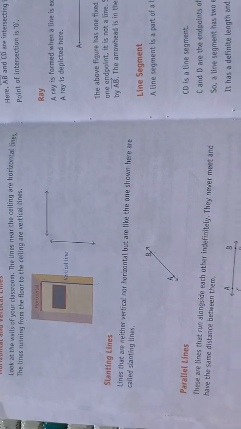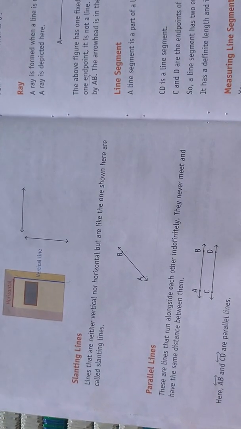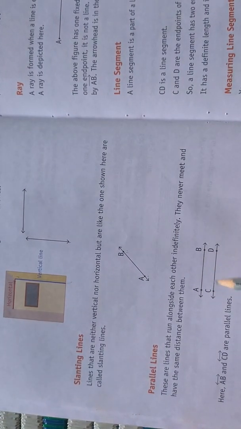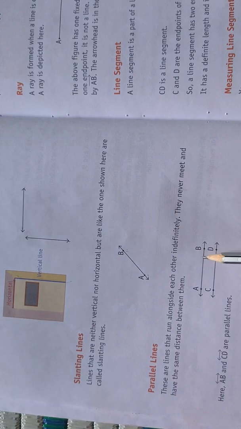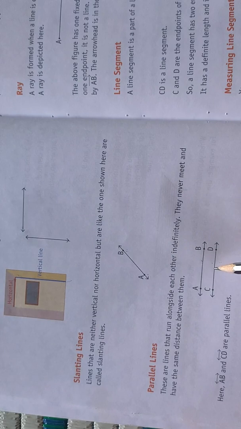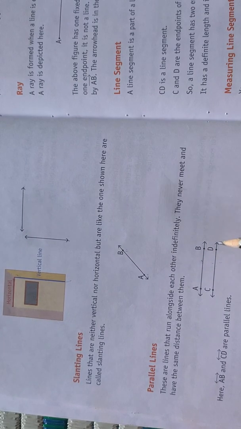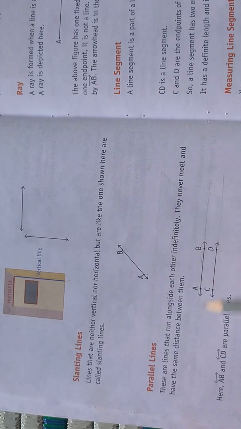Parallel lines, what are the parallel lines? Parallel lines are the two lines going alongside, which never meet each other and which have the same distance. Now these lines have the same distance and they will never meet. They go on, but they will never meet. So these lines are called the parallel lines.